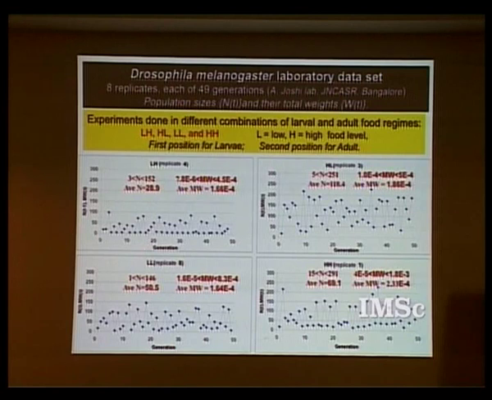Okay, so what are these 4 sets? Each set has 8 replicates. What are the first position and second position? I told you that we can give a certain amount of food to the larvae and a certain amount of food to the adult. The first position is for food to the larvae, the second position is for food to the adult. And here is low food to larvae, high food to adult. High food to larvae, low food to adult. And both the stages getting low food, both the stages getting high food. The aim of this kind of work is to show how nutrition affects population dynamics, how flies adapt to different types of food regime.